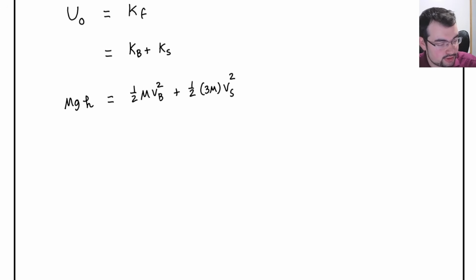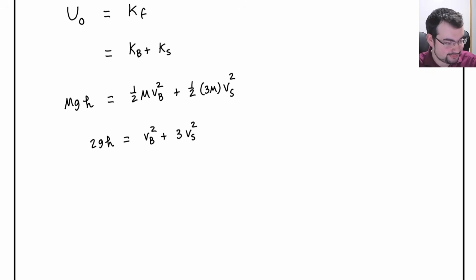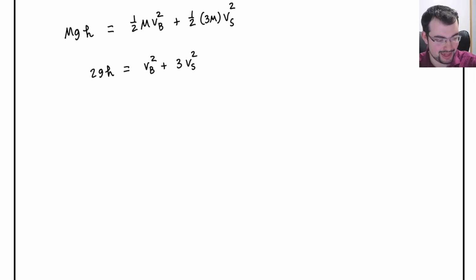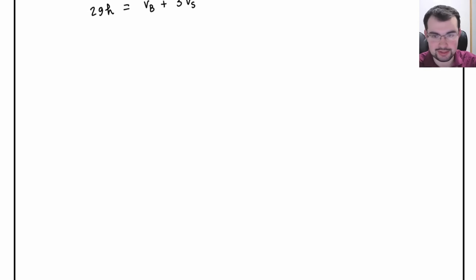So if we actually do this, we can simplify and we'll get some equation, getting rid of the m's and multiplying by 2. We get 2gh equals the block's velocity squared plus 3 times the slab's velocity squared. So we can't solve this for the slab's velocity because we are missing the block's velocity. So we need some sort of relationship. And how do we get that? Well, of course, we're going to use our other equation, which is momentum. That's why I had us do the bar chart, so that we could see that the sum of the momentum is constant.